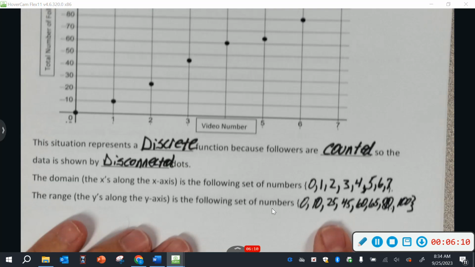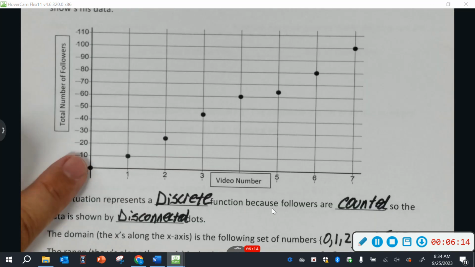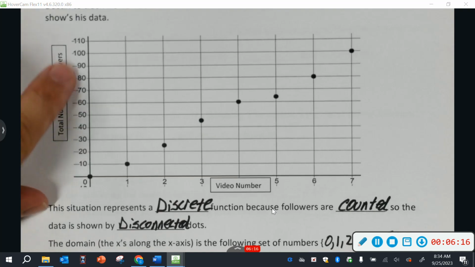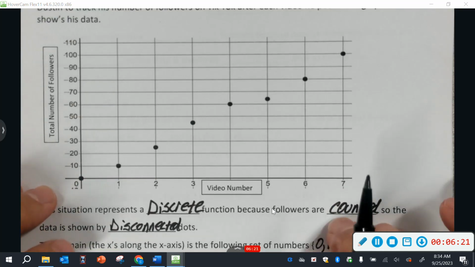Okay. All right, so this is going to be our range. So this will be the range for the function. Remember, the range is along the y-axis. All right, so let's flip over to the next page.